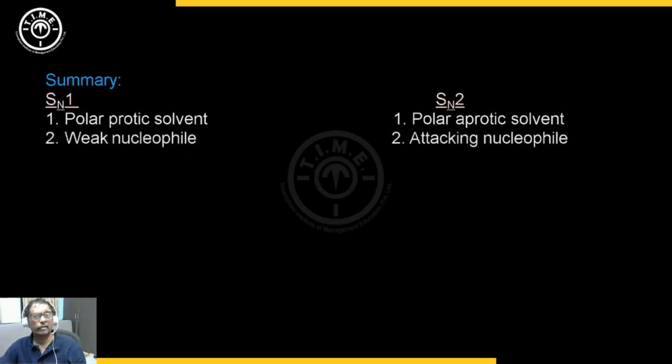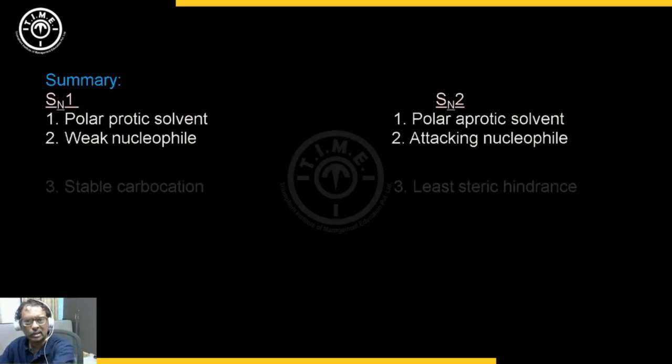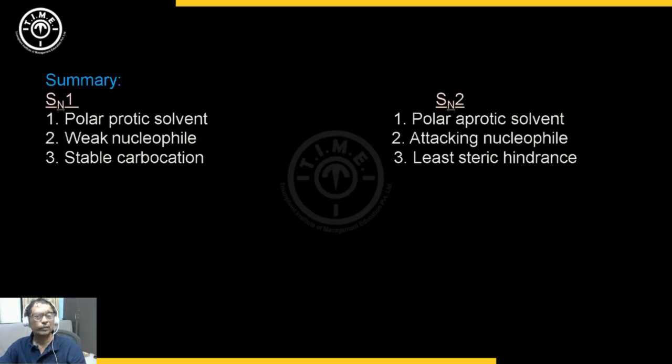Now, we have a weak nucleophile. We don't have an attacking nucleophile in SN1, but in SN2, we'll have an attacking nucleophile. Then, the SN1 reaction is based on the stability of a carbocation. If the carbocation is stable, the substance will undergo SN1 reaction. Whereas for SN2 to happen, we need least steric hindrance because the nucleophile has to come and attack the carbon, right? The way has to be clear. So bulky groups should not be there. So steric hindrance has to be minimum there and SN2 is bound to happen easily.